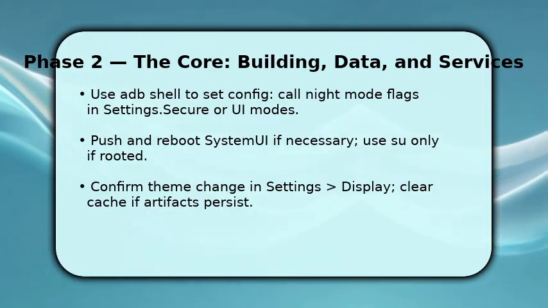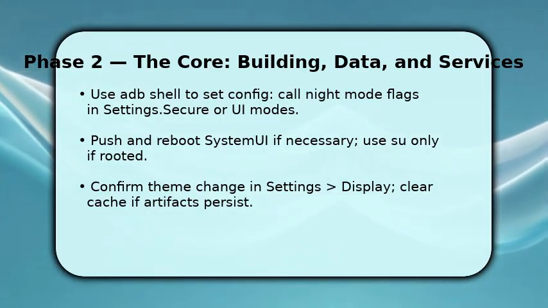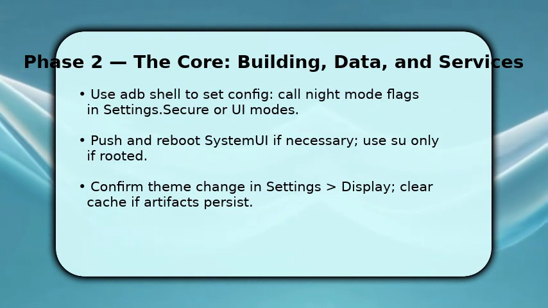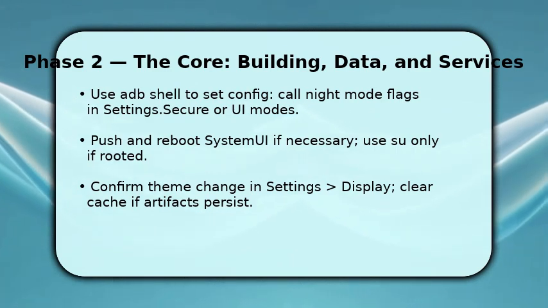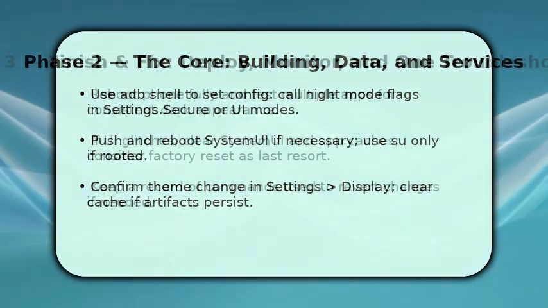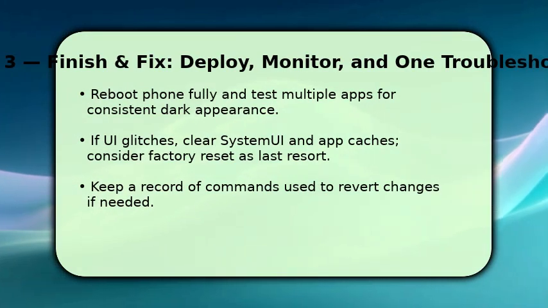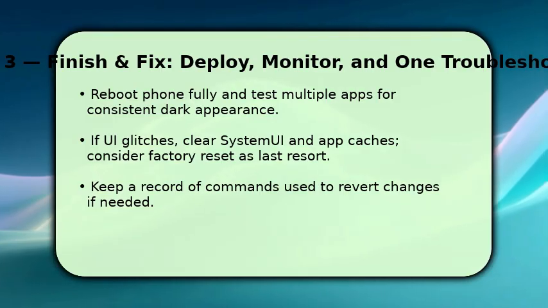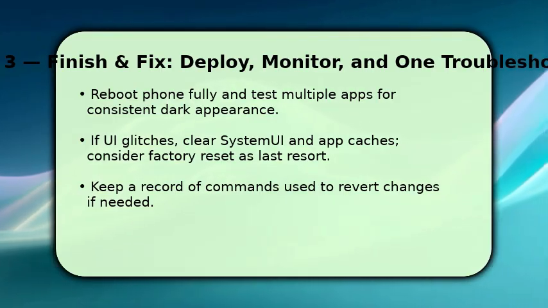Make sure to check settings display afterwards to verify the applied theme, because proper verification catches partial or app-specific failures early. Finish by rebooting the device and testing a range of apps to ensure dark mode applied consistently. Some apps need separate toggles.